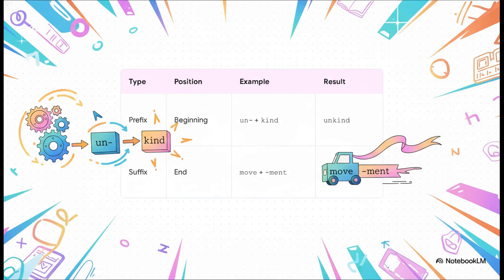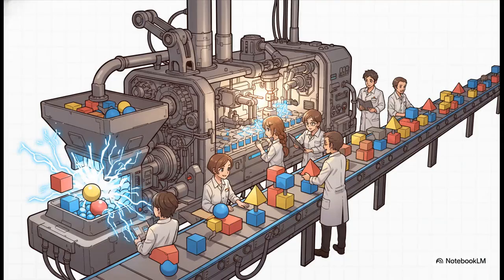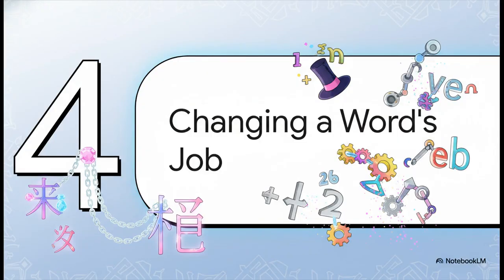Now, in English, we mostly deal with two main kinds of these affixes. If it snaps onto the beginning of a word, like un in unkind, we call that a prefix. Pretty easy to remember, right? Pre means before. And if it goes on the end, like ment in movement, that's a suffix. It really is as simple as that. And this whole process, which is called affixation, isn't just some neat little language trick. It is, without a doubt, the number one way that new words get created in the English language. It's incredibly powerful.